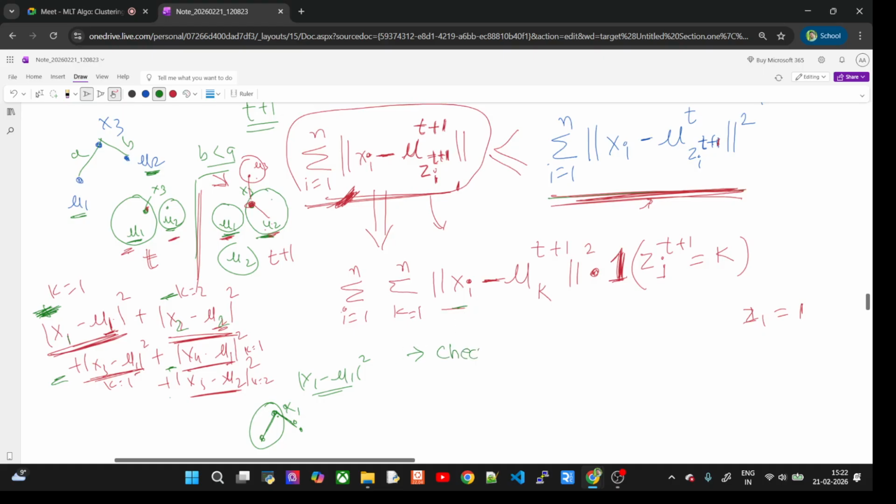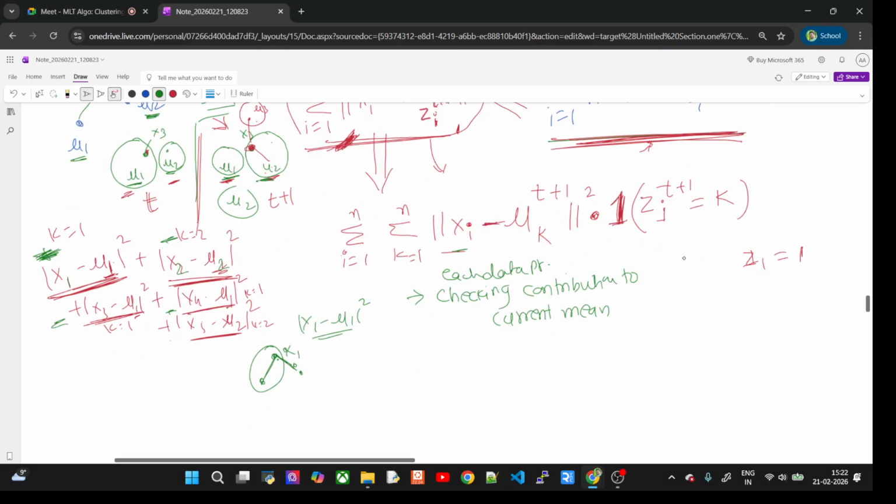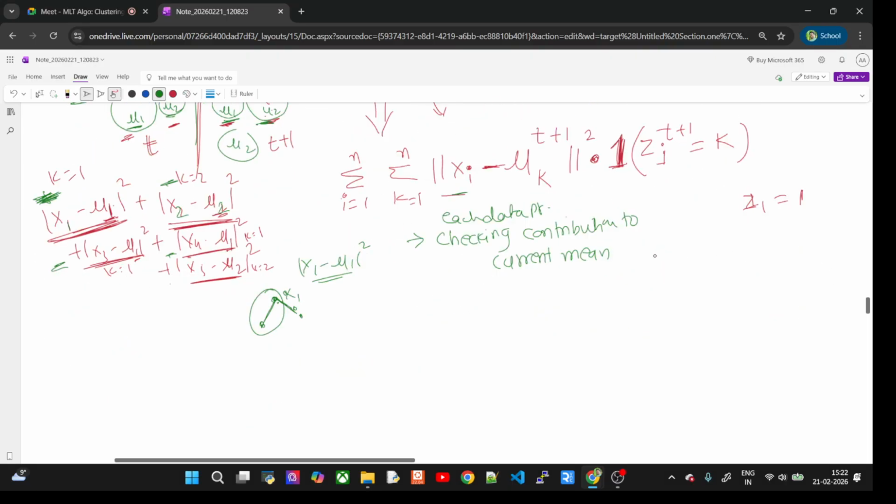What you are doing, you are checking contribution to current mean. Okay, each data point is checking its contribution to your current mean. Okay, this is something you just need to understand, why this k-means clustering is converging.